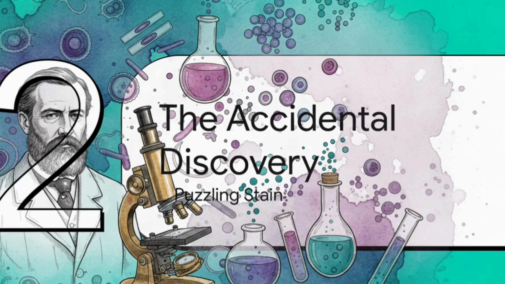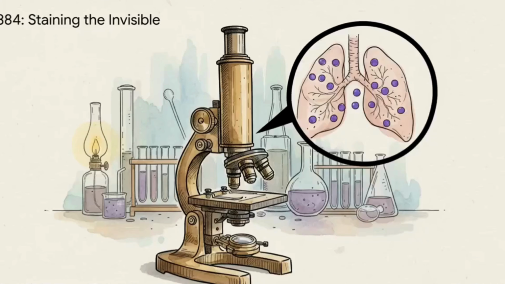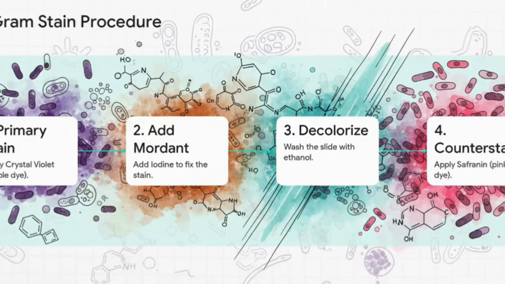He was not trying to change medicine, he was just solving a simple lab problem. In 1884, he was looking at lung tissue from a pneumonia patient, but the bacteria were almost invisible. They were mixing in with the human cells. He just wanted a way to make bacteria clearly visible, so he created a simple four-step method. First, he added a purple dye called crystal violet. Then he added iodine to lock it in. The most important step was washing with alcohol. Finally, he added a pink dye.